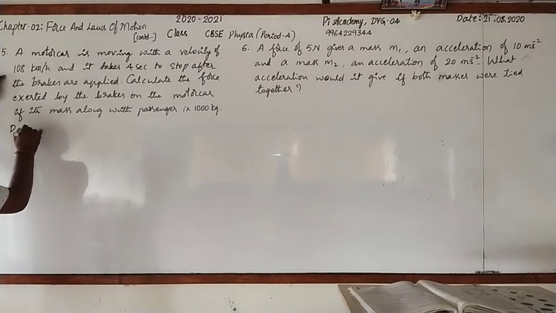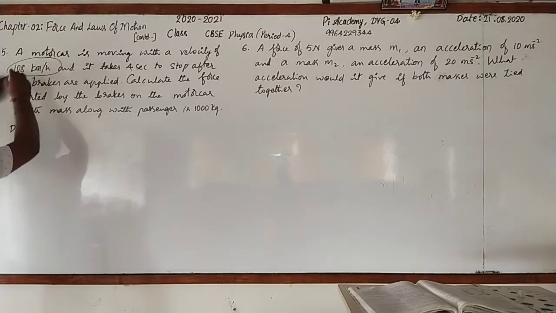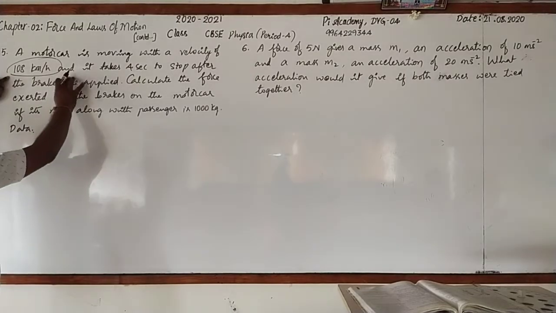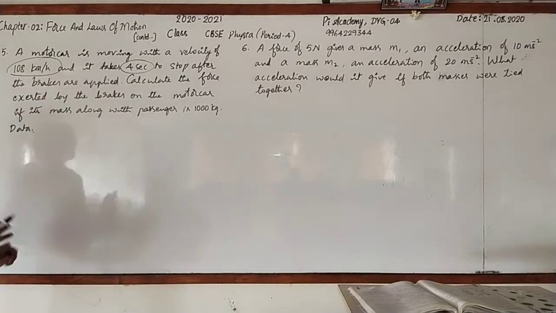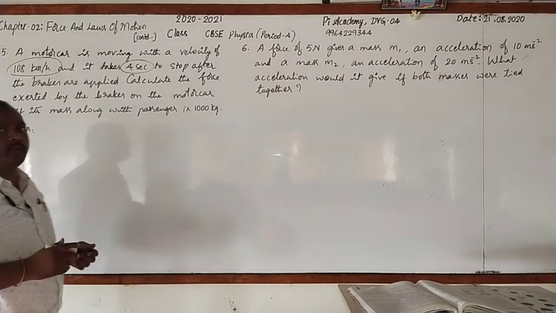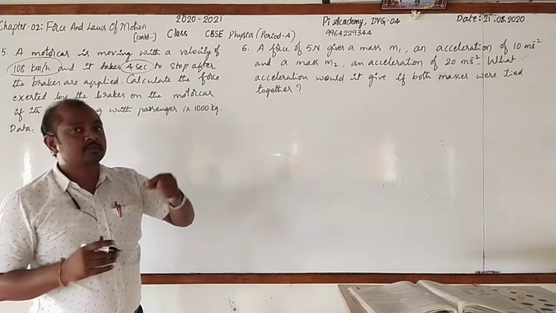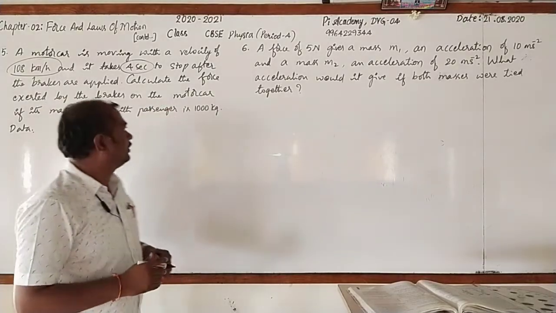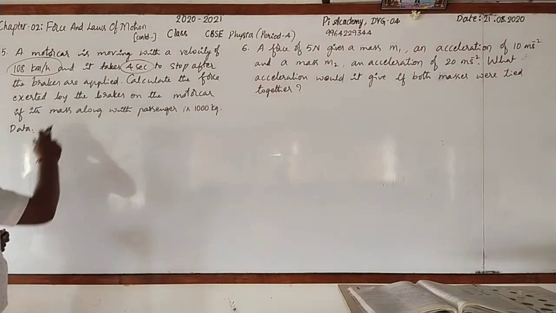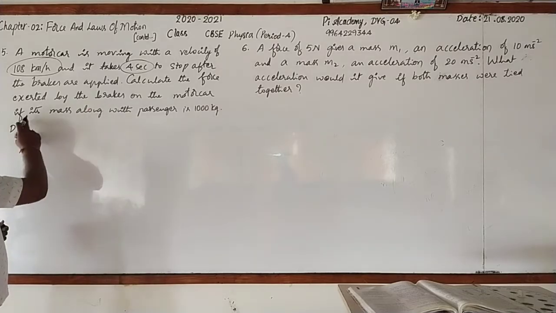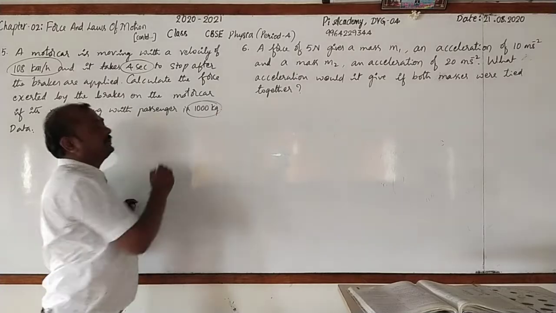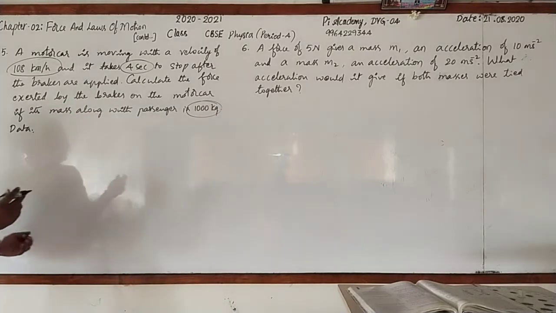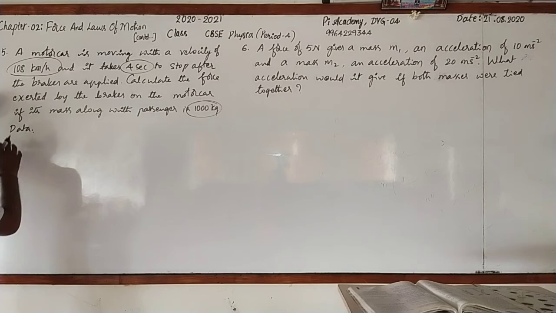A motor car is moving with a velocity of 108 km per hour, and it takes 4 seconds to stop after the brakes are applied. Obviously, for a moving object, when the brakes are applied, it slows down, then finally it comes to rest. Then calculate the force exerted by the brakes on the motor car if its mass along with the passengers is 1000 kg. Even I had explained the data as well. I am going to write the same.